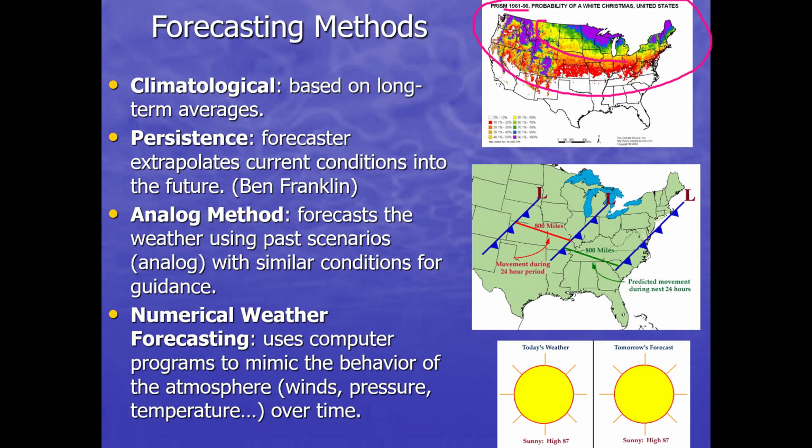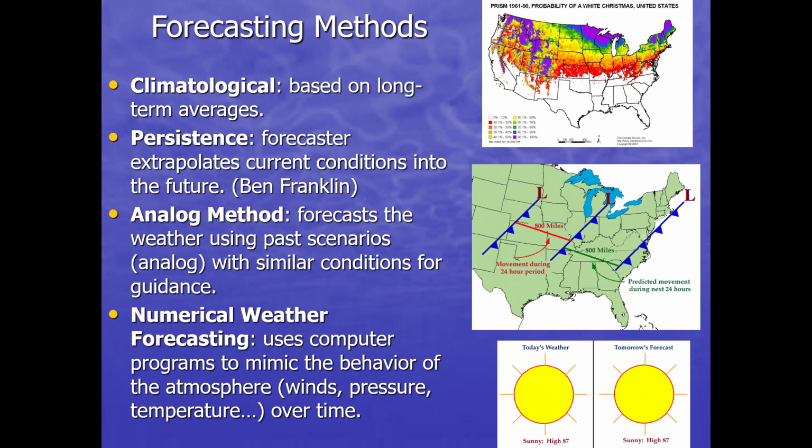And so the areas in the yellow here represent a coin flip chance of having snow on the ground at Christmas. You have other locations that are 90 to 100%, right? That would be the forecast for having snow on the ground at Christmas. So those types of forecasts are essentially just averaging historical weather conditions.